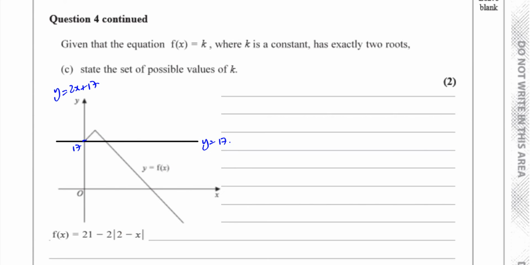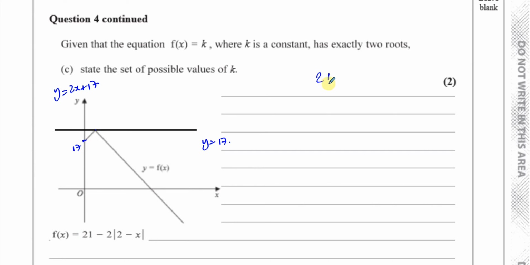But it's going to continue having 2 roots until it reaches this point over here. At this point it's going to have 1 root, but everything below this value is going to have 2 roots. So we've got to find that point there. Now that point there is the vertex of this graph.